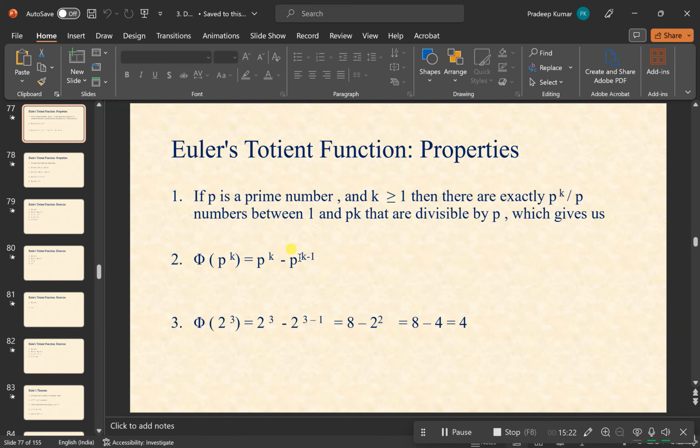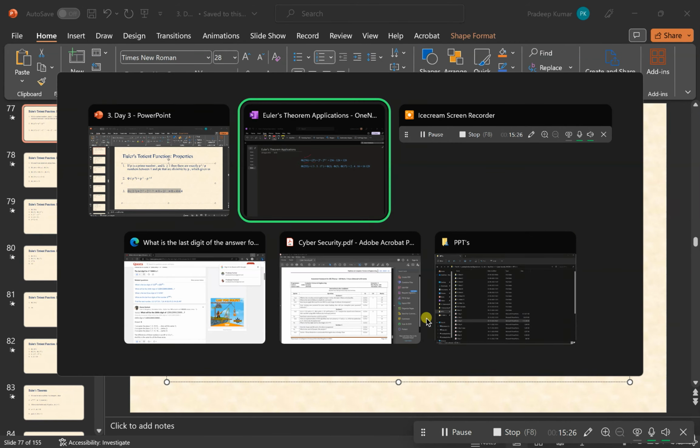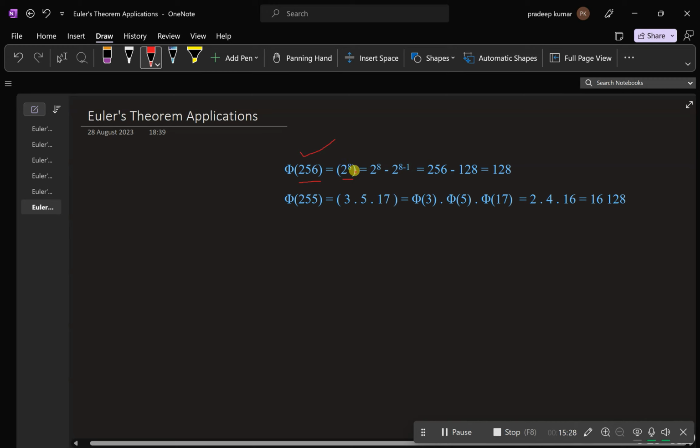Again, this formula I am applying here. Phi of 2 to the power of 8 is equal to 2 to the power of 8 minus 2 to the power of 8 minus 1. So 2 to the power of 8 is 256, and 2 to the power of 7 is 128. So 256 minus 128 is 128.